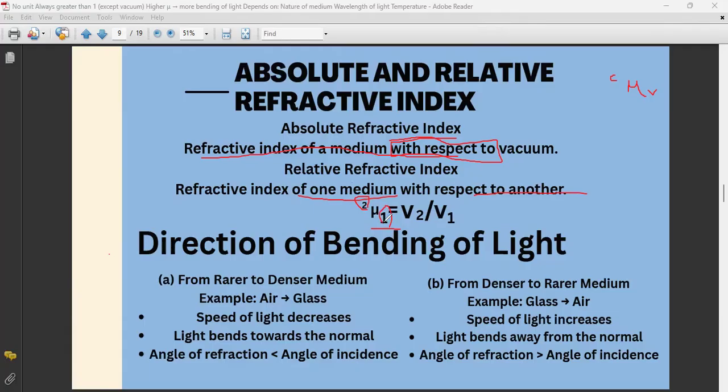Okay, and for the medium we will write v. So that's why v2 upon v1. Since the speed of light in the medium is represented by v, we have to write v2 upon v1.